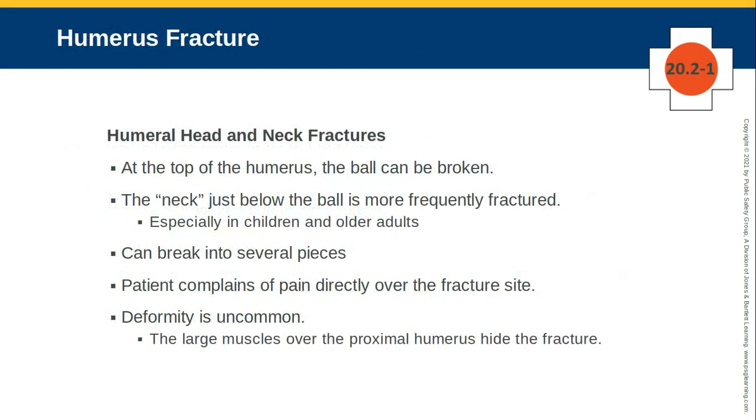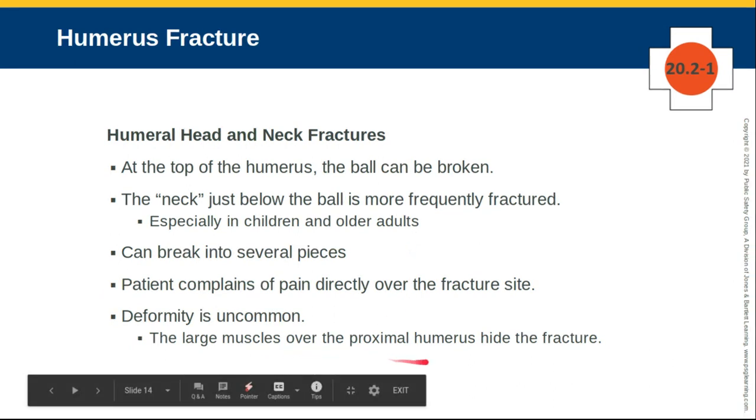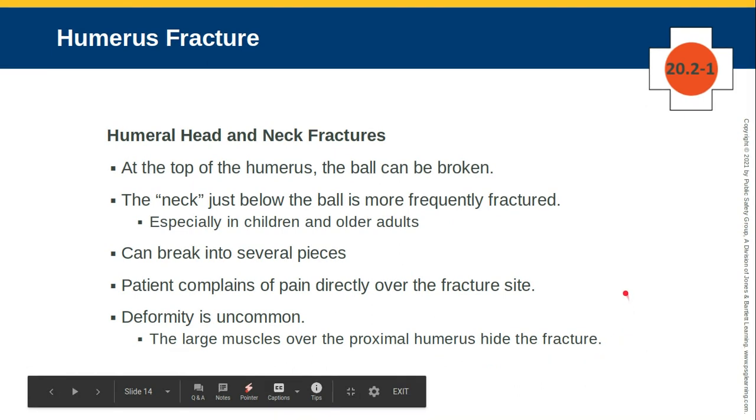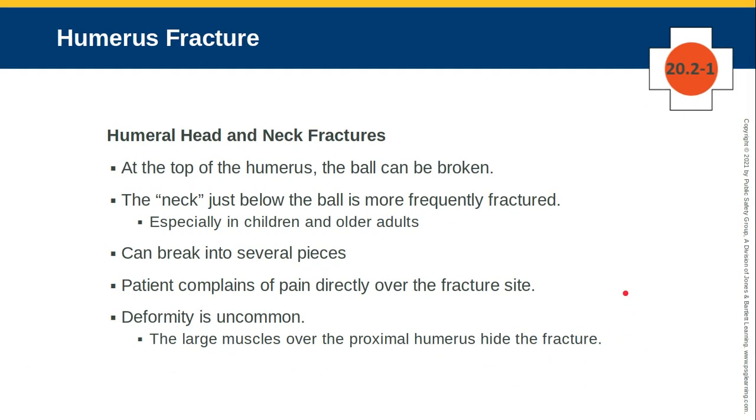Now, the long bone in the upper arm is the humerus. And close to the upper end of that, what we would say is the proximal end, you can break the ball that would fit into the shoulder joint, or where the bone narrows just below the ball, you can have a fracture in the neck of the humerus right there. Pain is going to be very common, and because of the biceps and the triceps being concentrated at that upper end of the humerus, sometimes it's very difficult to palpate or feel.